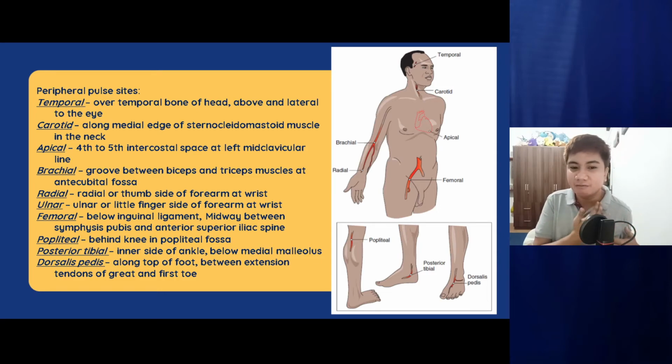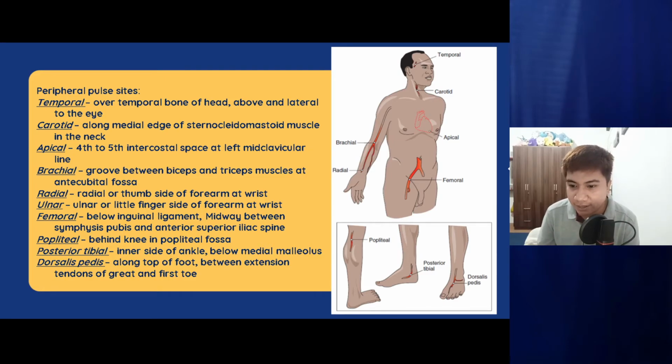And then mid-clavicular, the clavicle or your collarbone itself. There is your apex or apical pulse. We can also have your brachial. It was already mentioned in your anatomical or directional terms, your brachial.